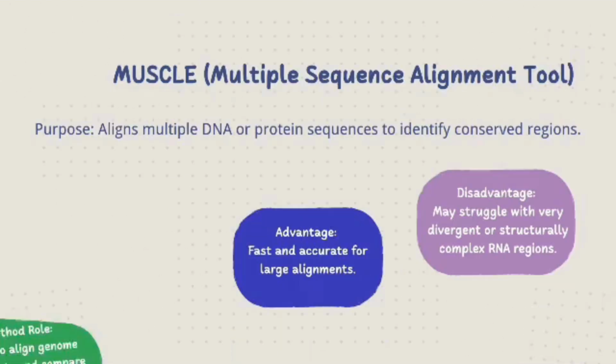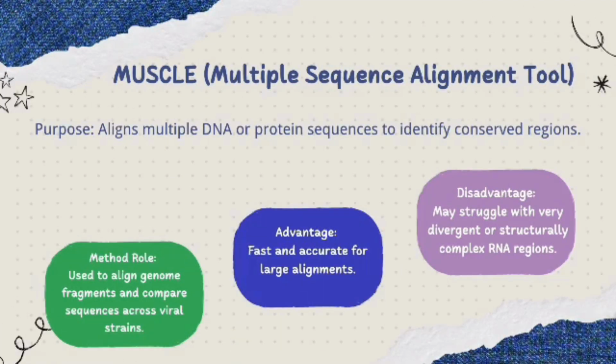Then, the third tool we have is MUSCLE, the multiple sequence alignment tool. MUSCLE is a software tool used to align multiple DNA or protein sequences. In this study, it helped align dengue virus genome fragments and compare them across different isolates.